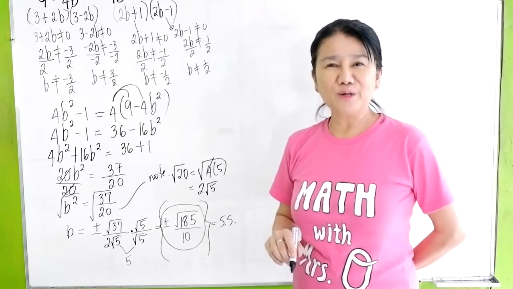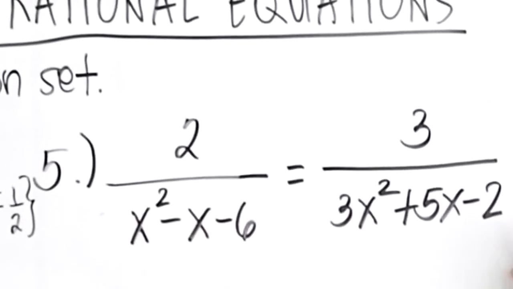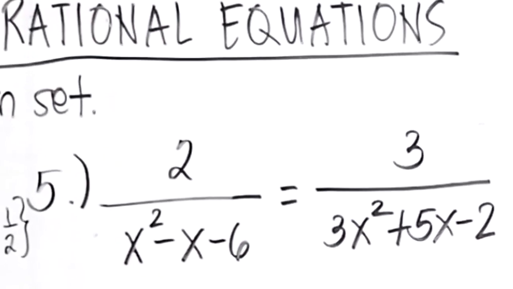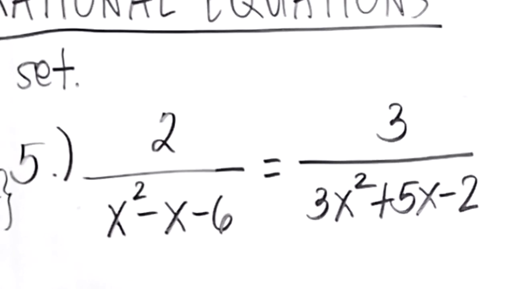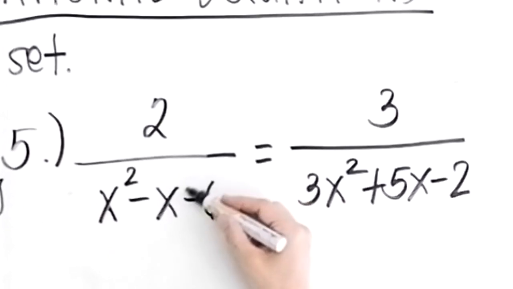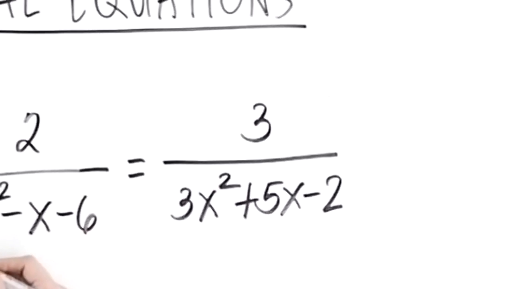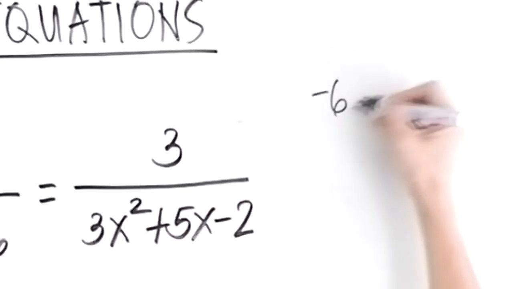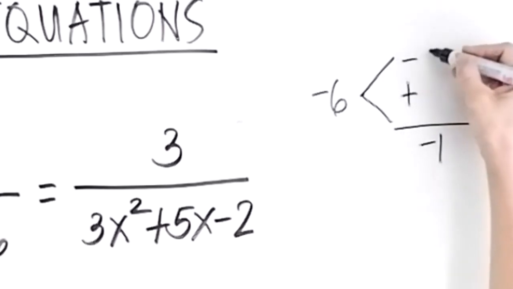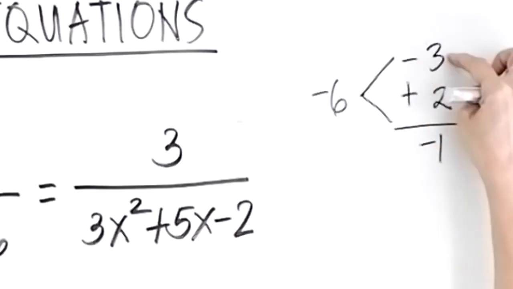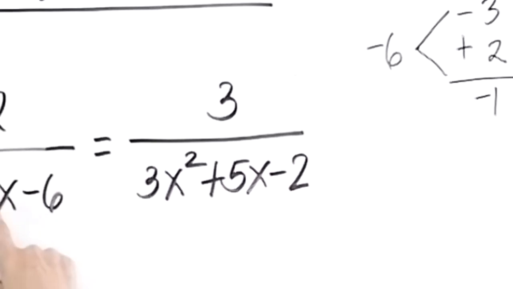Now let's move on to problem number 5. As you can see, you have a trinomial in the denominator. So there's a need for you to factor it again if it is factorable. Let's try. Are there factors of negative 6 which when added will give you negative 1? Factors of negative 6 which when added will give you a negative 1. So we have negative 3 times 2. Negative 3 times 2 is negative 6. Negative 3 plus 2 is negative 1. The middle term is negative 1.